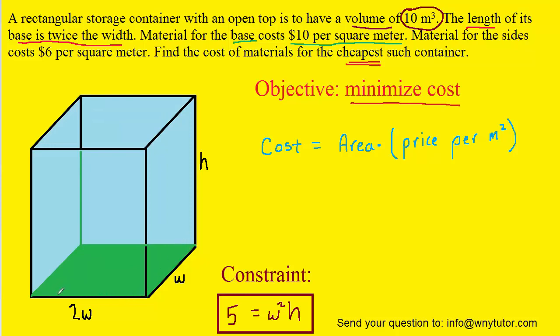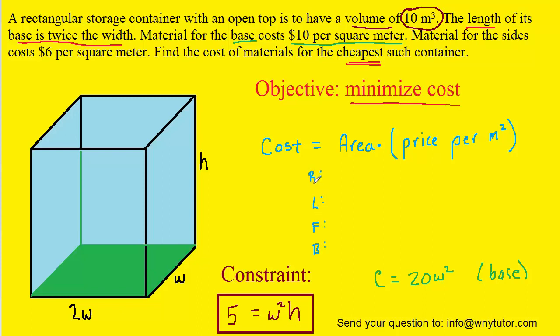So we have color-coded the base in green and then the four sides of the container in blue. Remember that the container is open on the top, so there's actually no material up here. If we were to try to come up with an expression for the cost of the base, we would follow this equation here. We would take the area of the base and multiply by its price per square meter. We can see that the area is simply equal to 2W times W, and the price per square meter of the base was stated as $10 per square meter, so we can multiply that by 10. We can simplify that, of course, to make 20W squared, and that's going to represent the cost of the base of the container.